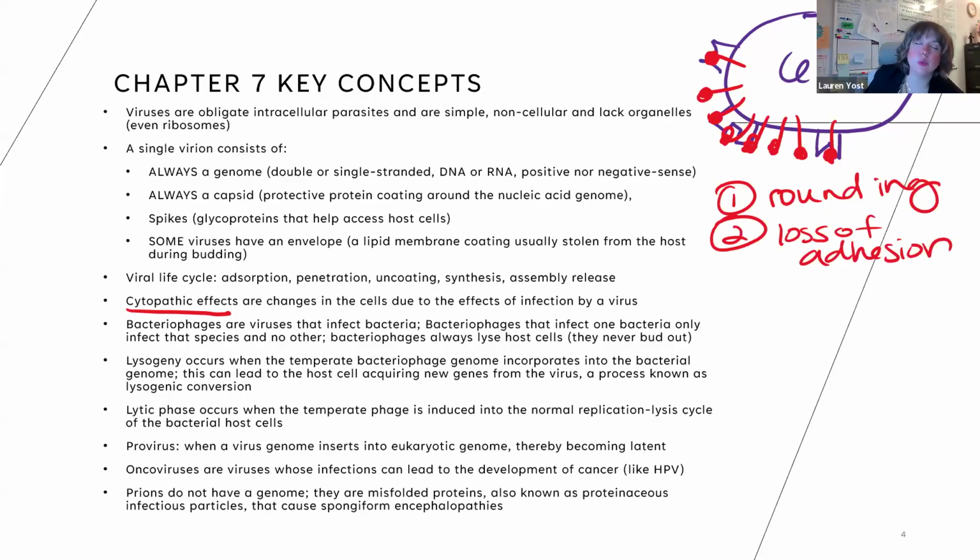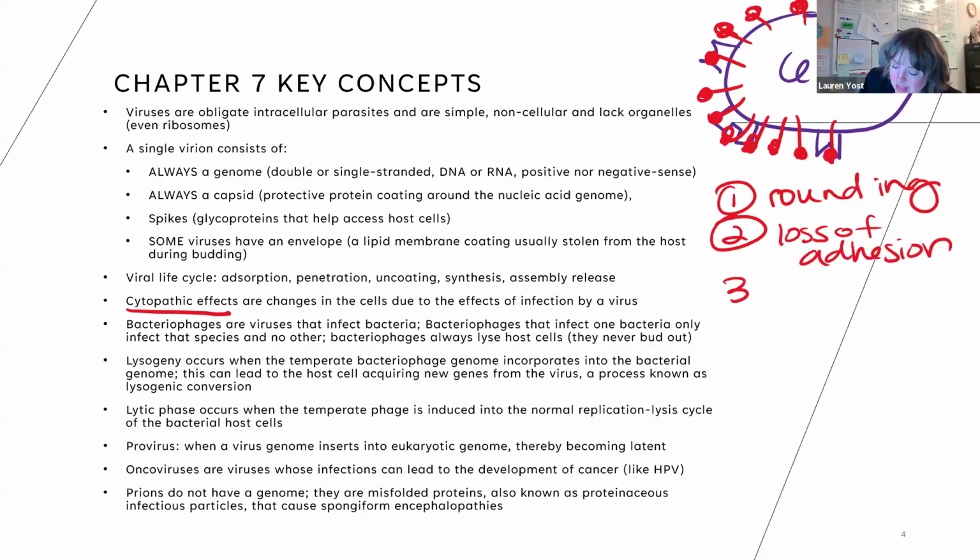Another one we might see is loss of adhesion. The cells aren't sticking to each other or the tissues anymore. That can be an effect because, again, none of your normal attachment molecules are on the surface of your cell anymore because they're being replaced by the viral spikes. That can be a huge problem.